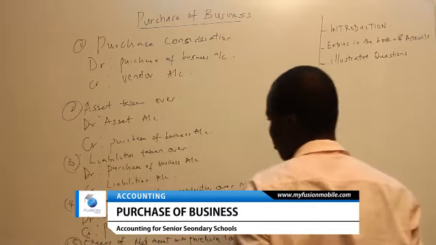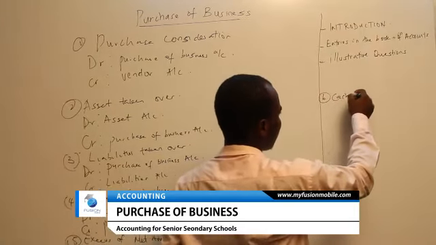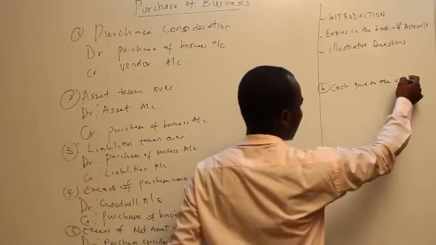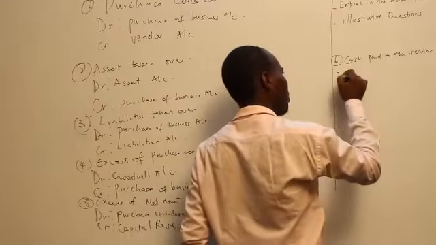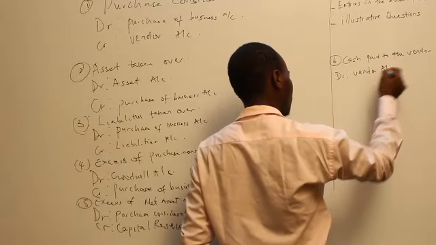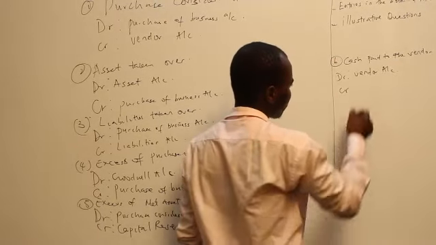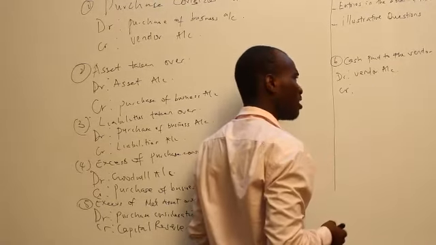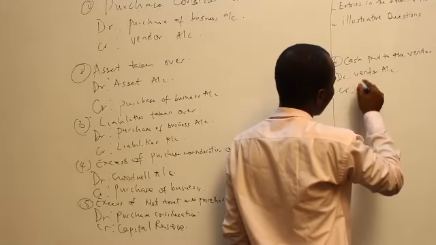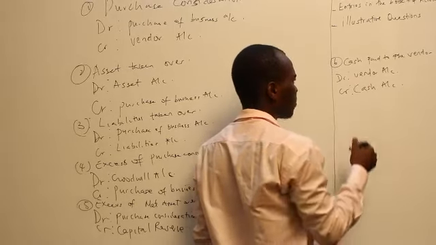And again, cash paid to the vendor. When cash is paid to the vendor, we are going to debit vendor account and credit cash account.